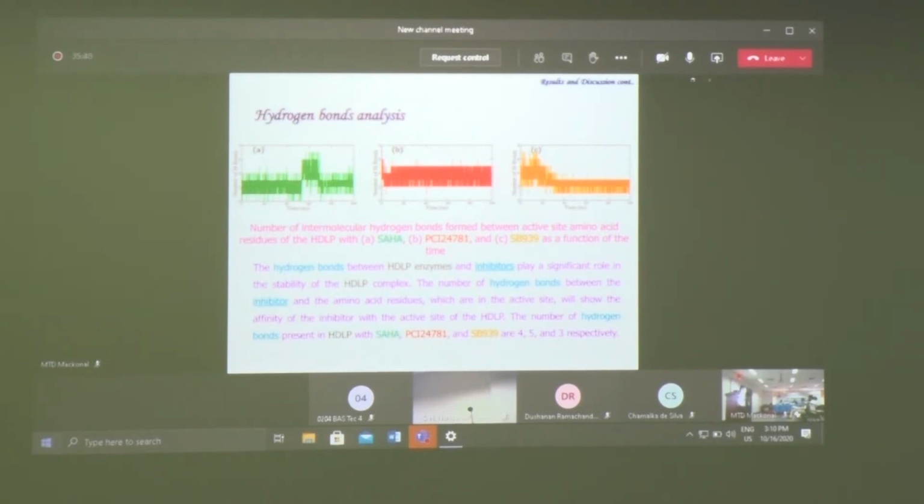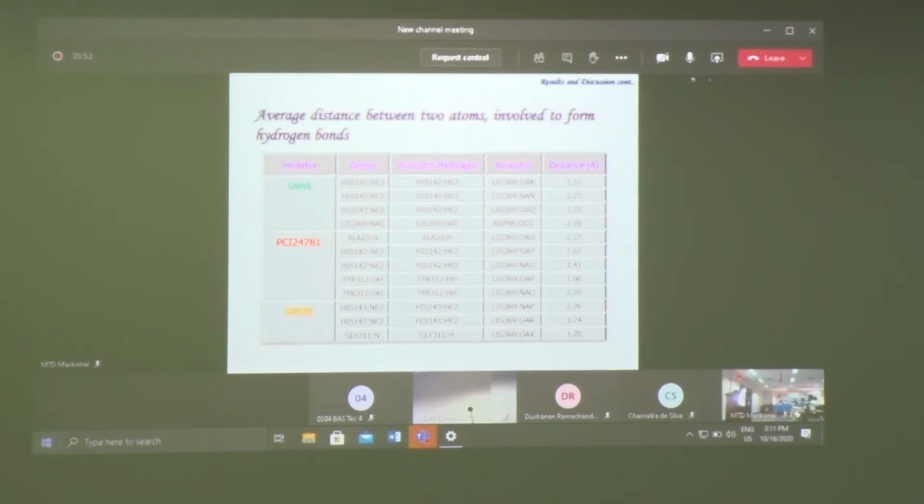So, BCA24781 contains a good number of hydrogen bonds between the protein, inhibitor, and active site. And these are the average values for the distance between two atoms that form hydrogen bonds, as mentioned. The values are given in this table.